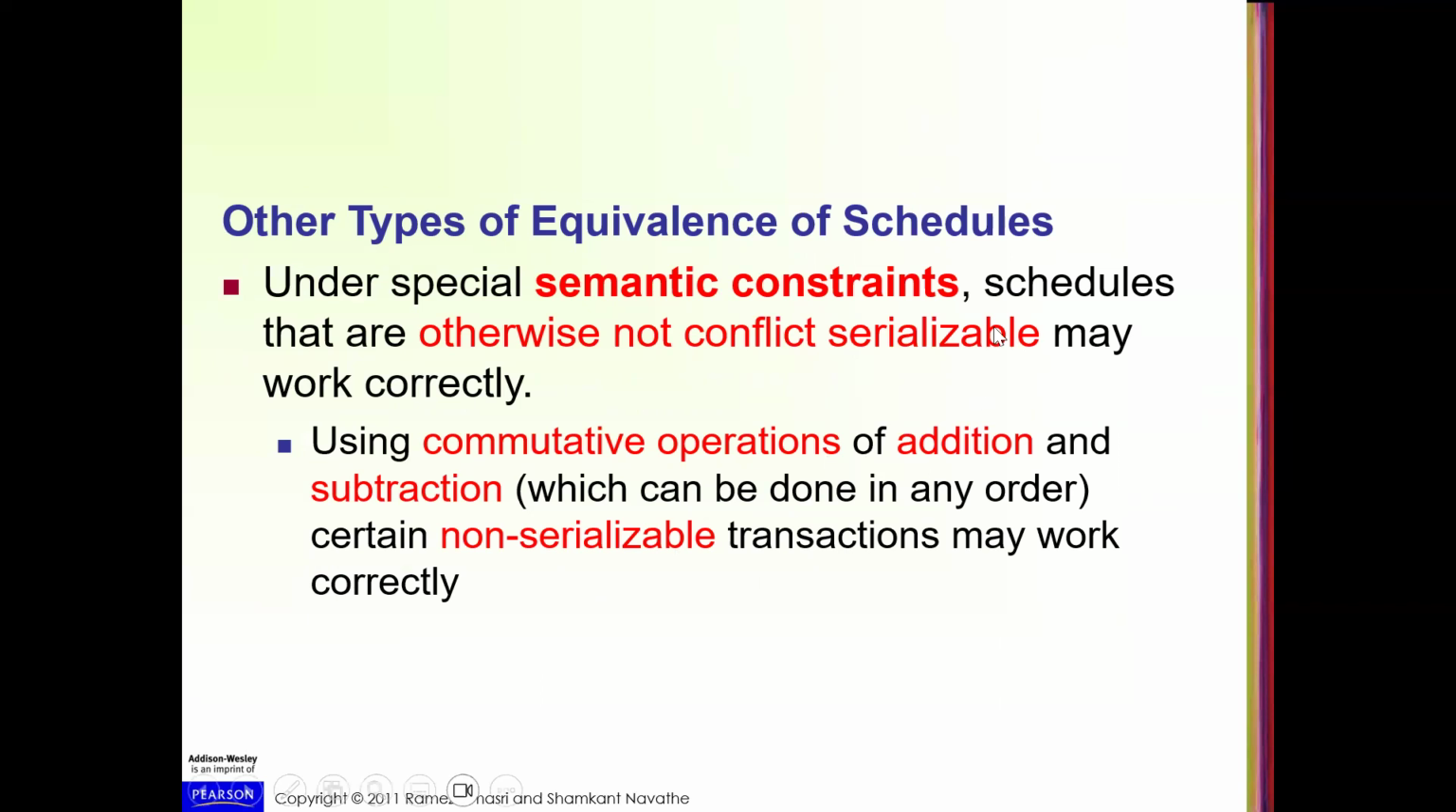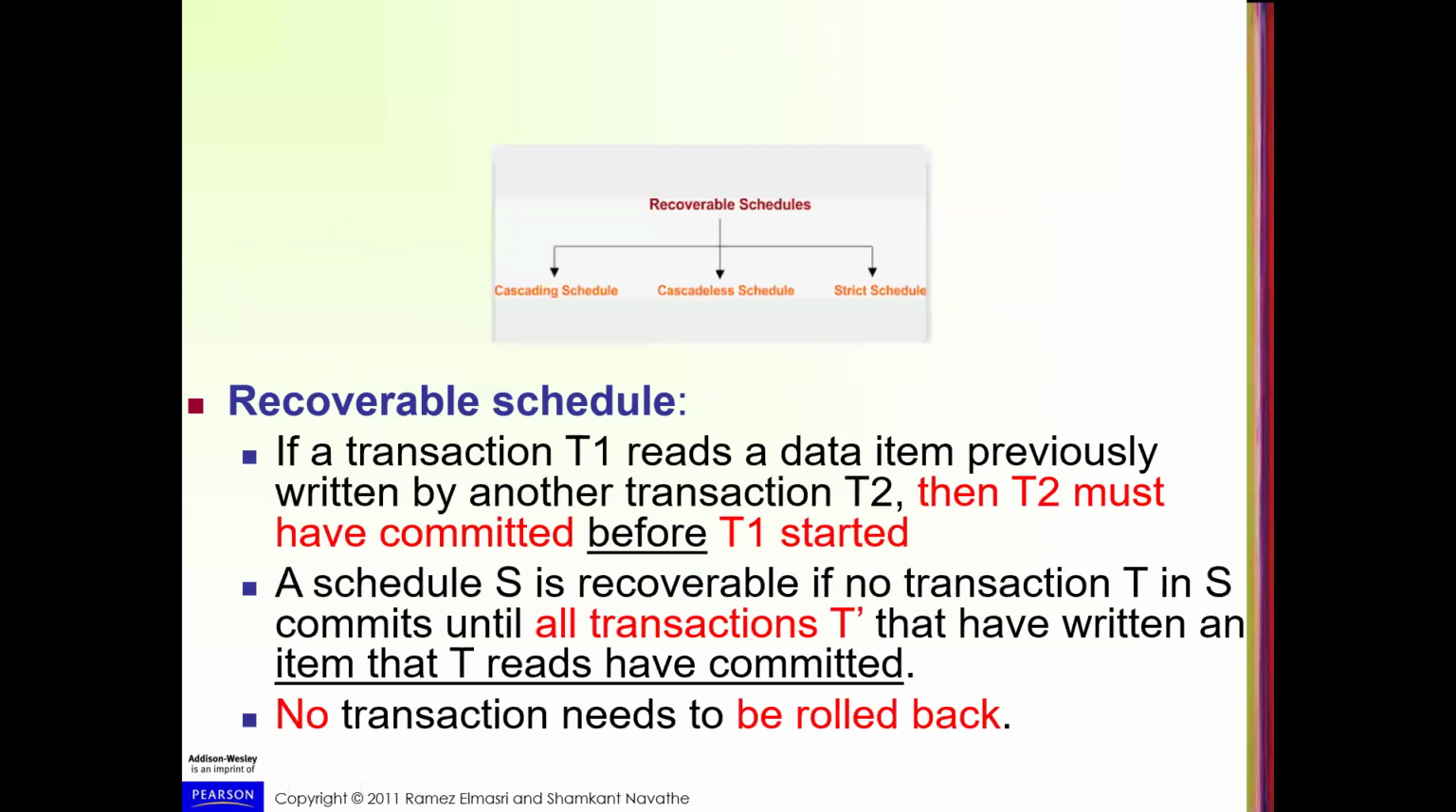Other types of equivalence of schedule include a semantic constraint. Schedules that are otherwise not conflict serializable may work correctly or may not work correctly. We may check this by using commutative operations of addition and subtraction, which can be done in any order. Certain non-serializable transactions may work correctly, but we are not sure about it.